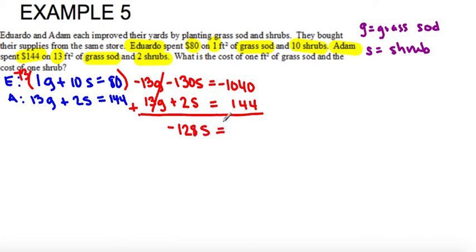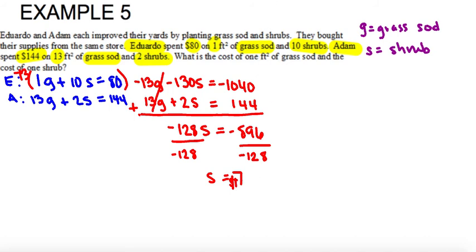Right, and then we have -1040 plus 144, which is -896. And we have to get S by itself, so we divide both sides by -128. So S equals +7. So that's $7 as the cost of 1 shrub.